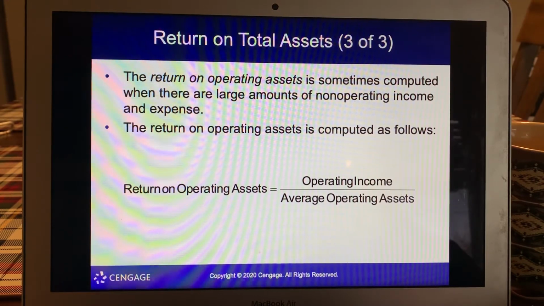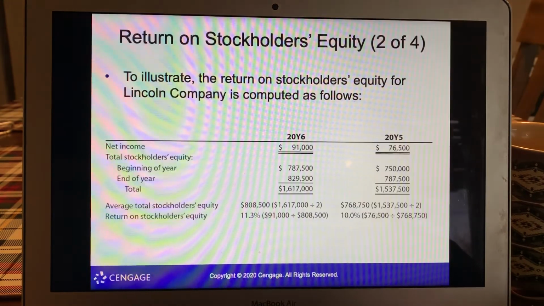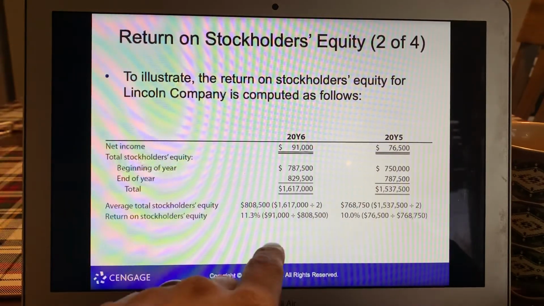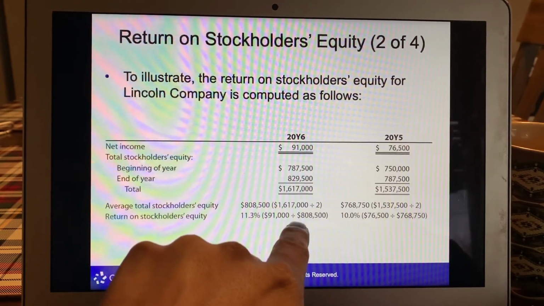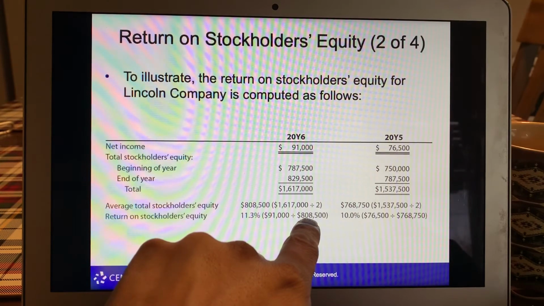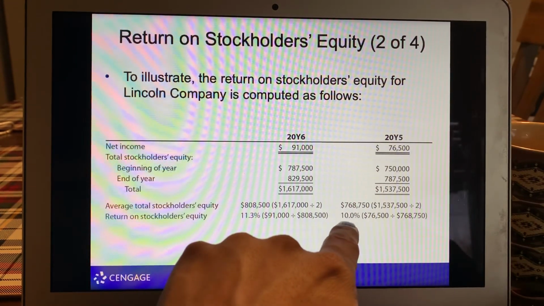And then return on operating assets is operating income divided by average operating assets. And then return on stockholders' equity is net income divided by average total stockholders' equity. Okay, so here's an example for these two. We'll go 91,000 divided by 808,500, 11.3%, and the previous year was 10%.